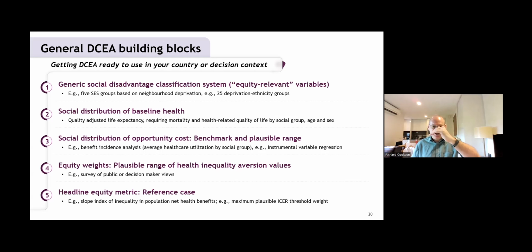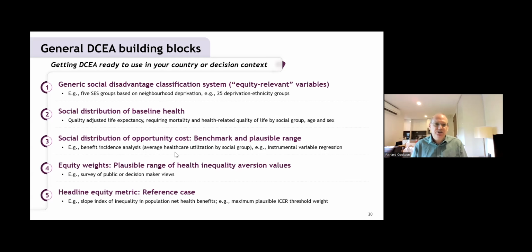It's an inverted U shape, that distribution we're finding, but we'd still assume it's flat at the moment because that's roughly right. But then you do sensitivity analysis around it. Anyway, that's the most difficult part at the moment. You just have to make an assumption and then do sensitivity analysis. Then you need your equity weights. That's where you do a survey of the public or decision makers: roughly, what is your benchmark degree of concern for health inequality?